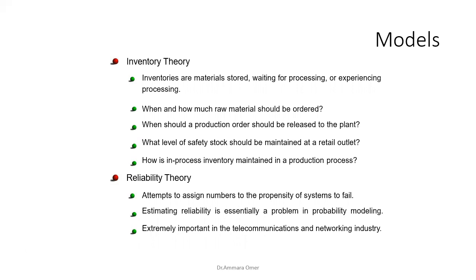Inventories are materials stored waiting for processing or experiencing processing. When and how much raw material should be ordered is the inventory question. When should a production order be released to the plant? What level of safety stock should be maintained at a retail outlet? How is in-process inventory maintained in a production process? And reliability is the attempt to assign numbers to the propensity of systems to fail.